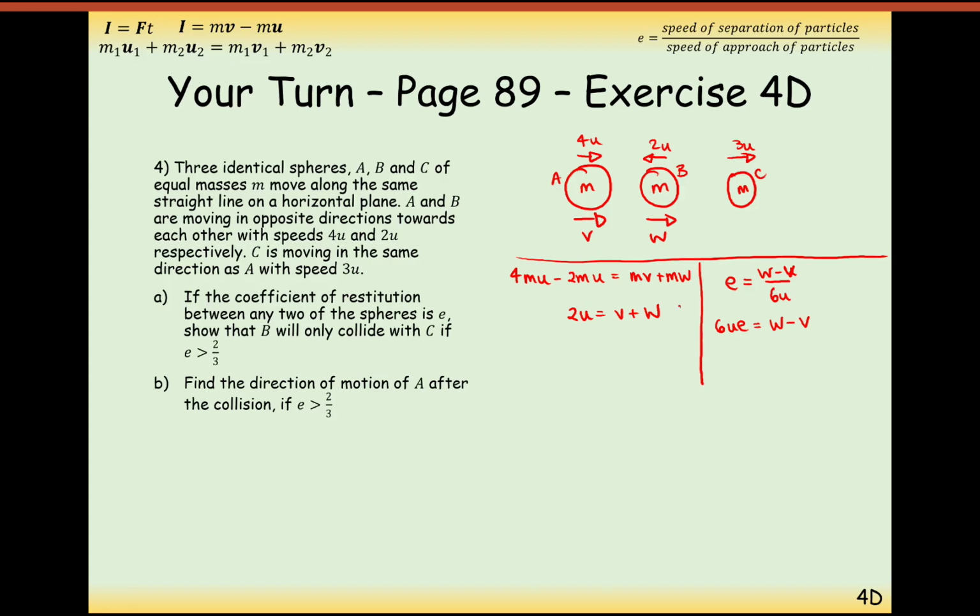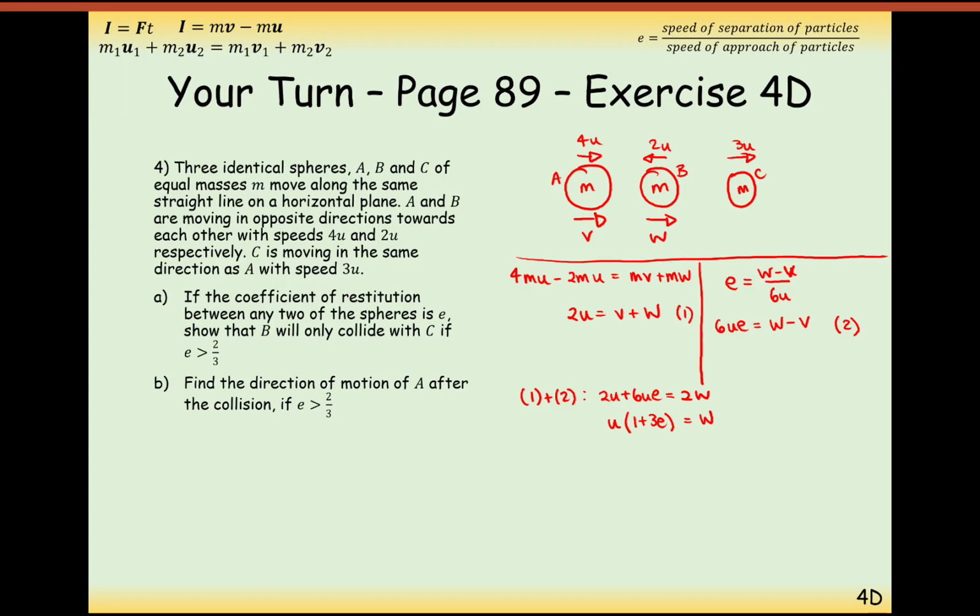So I'm going to take this as simultaneous equation number 1, this is simultaneous equation number 2, and to cancel out v, I'm going to add the two equations together. 1 add 2, so that's going to give us 2u plus 6ue equals, by adding the two equations, the v's cancel out, and we're going to get 2w. Divide through by 2, and I'm going to get u brackets 1 plus 3e equals w.